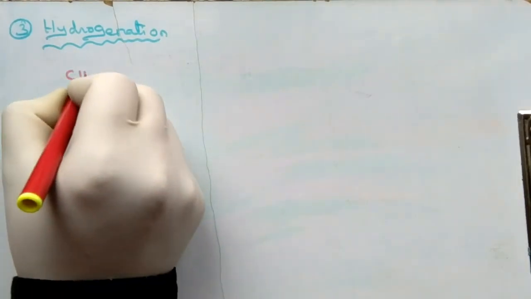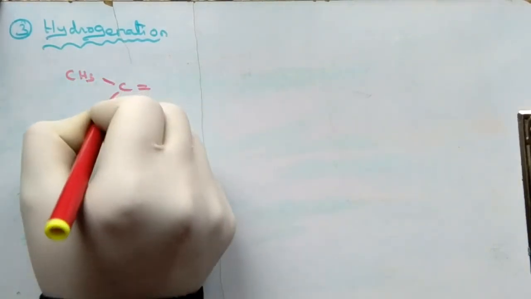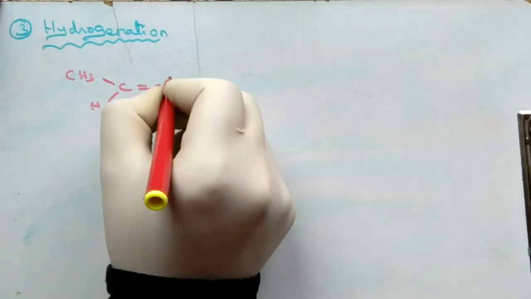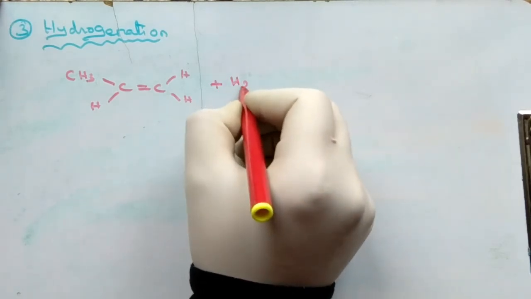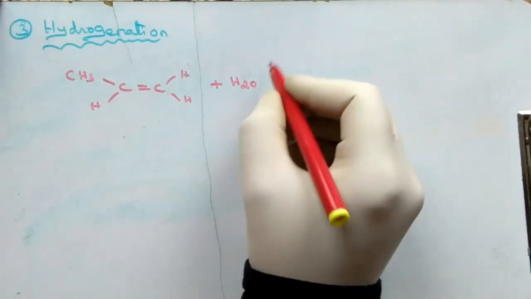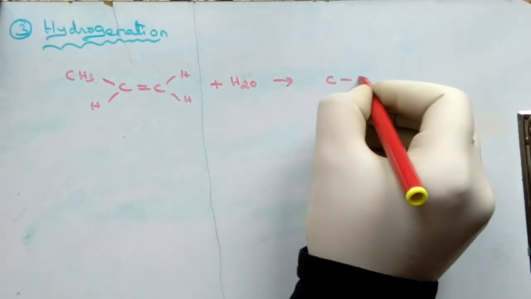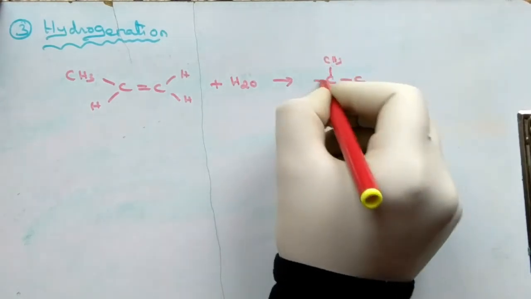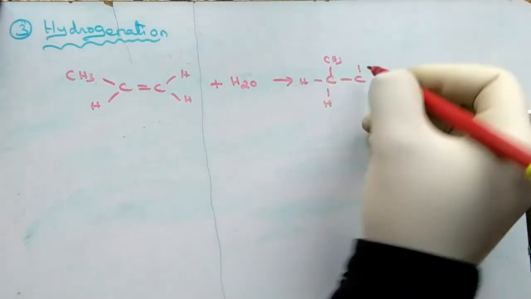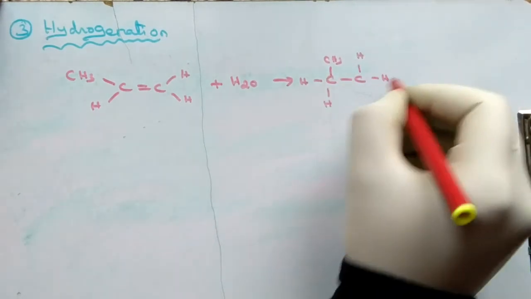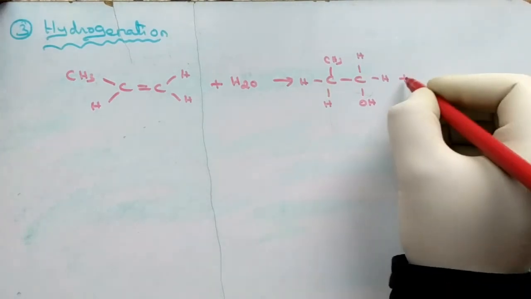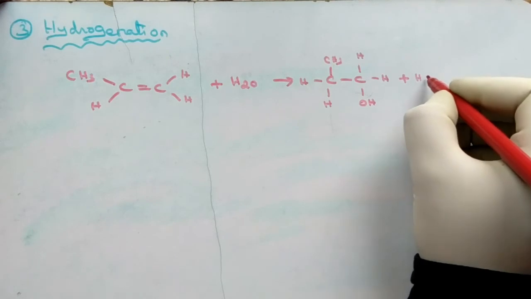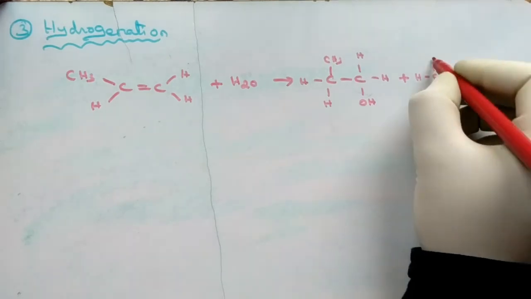Let's see one more example. Here the reactant is propene. Propene is going to be reacted with a water molecule. So two products can be formed. If hydrogen is added to the first carbon, we will get a product like this.